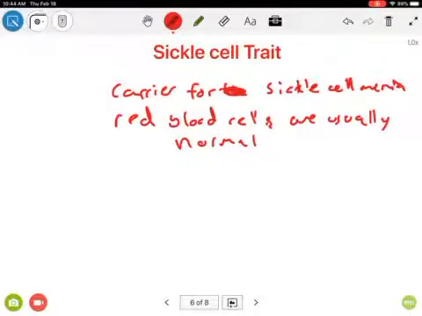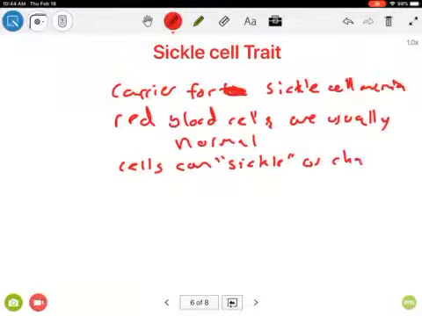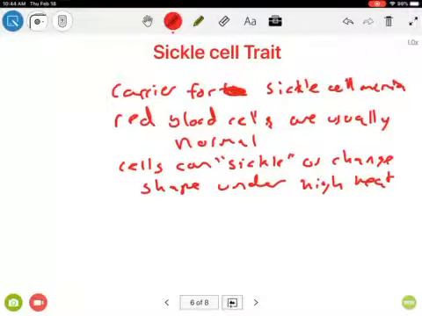However, this is where the kicker comes in. Your red blood cells can sickle, or change shape, under high heat. So that's where it becomes dangerous, because someone with sickle cell trait, once again, 200,000 new kids born in the United States every year with this problem. Everyone really calls it a disease, but their cells have half of the misshapen, mutated proteins. So what's going on here?